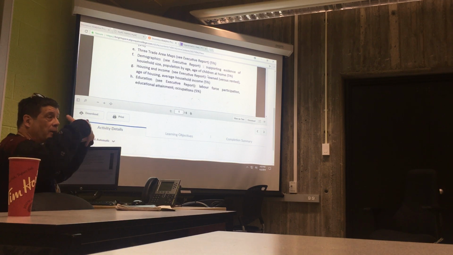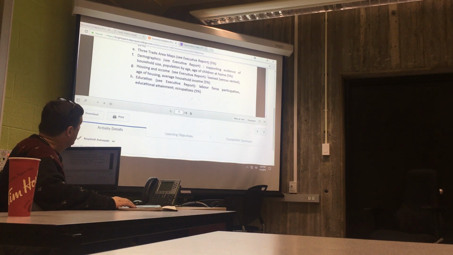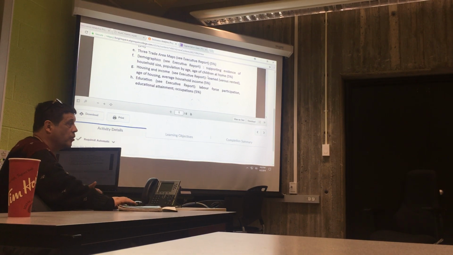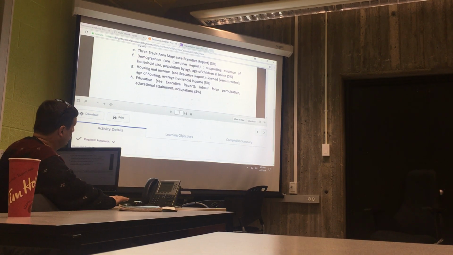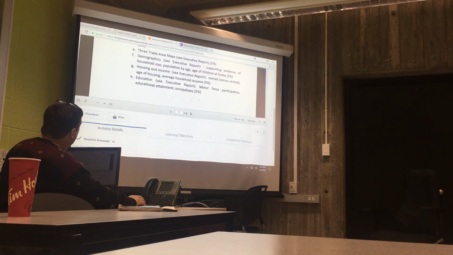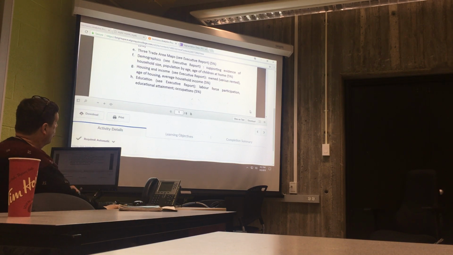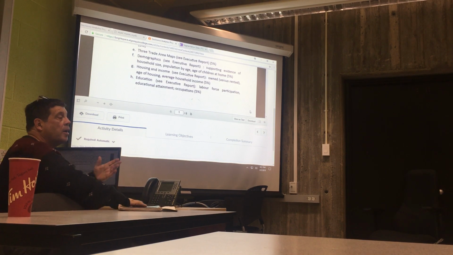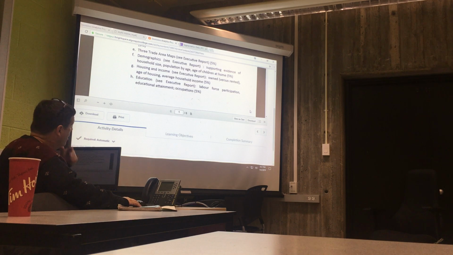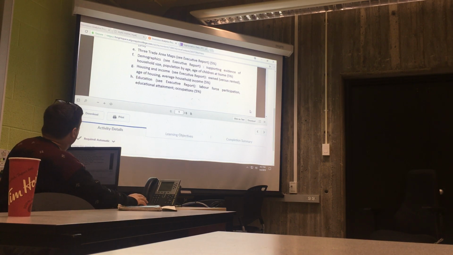Population by age, that's going to make a big difference, right? If you're setting up a bar for students, then that's going to be a big thing. Age of children at home, maybe not. Housing and income, of course. Average household income is very important depending on the product you're selling. If you have a BMW dealership, average household income is going to be extremely important.